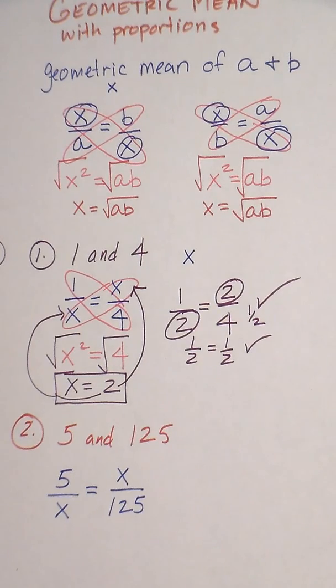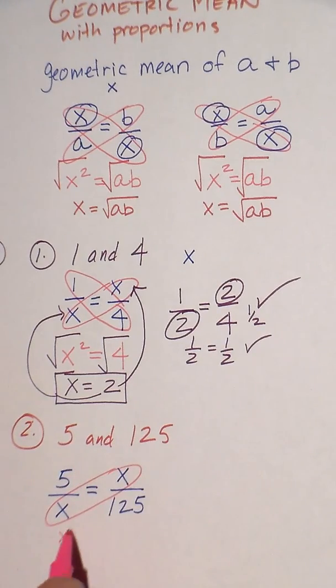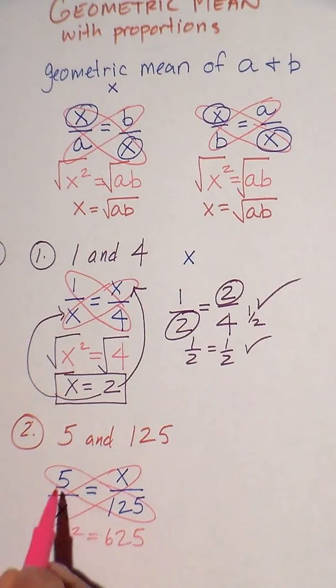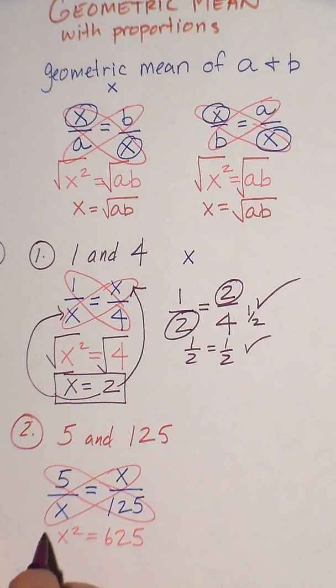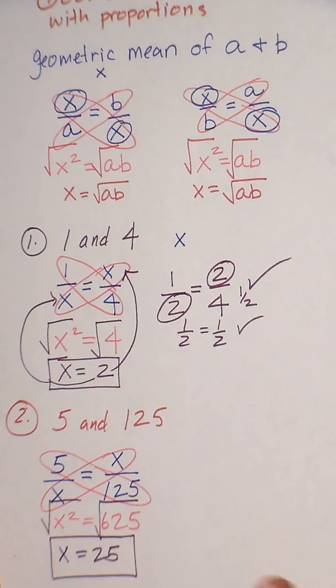So what I'm going to do is cross multiply. So I have x squared, and here I've got 625, because that's 5 times 125. And then I have x squared equals 625, but I don't want x squared. I just want x. So I'm going to take the square root of both sides, and x is going to equal 25. So according to my calculations, the geometric mean is 25.